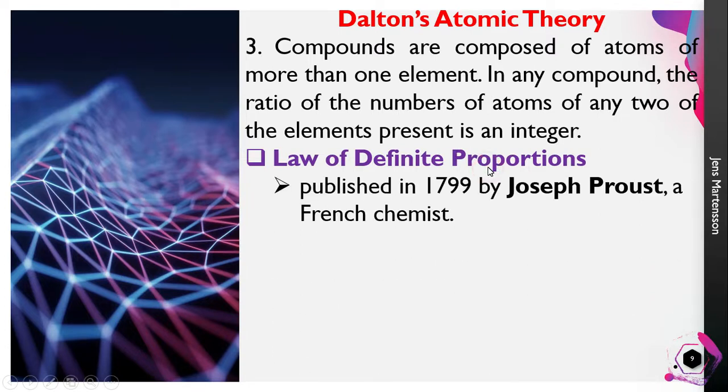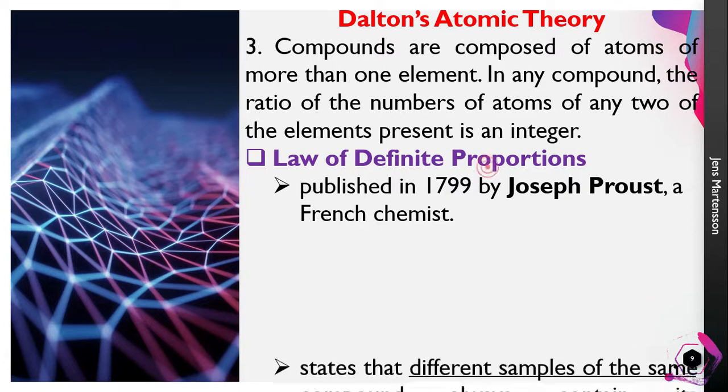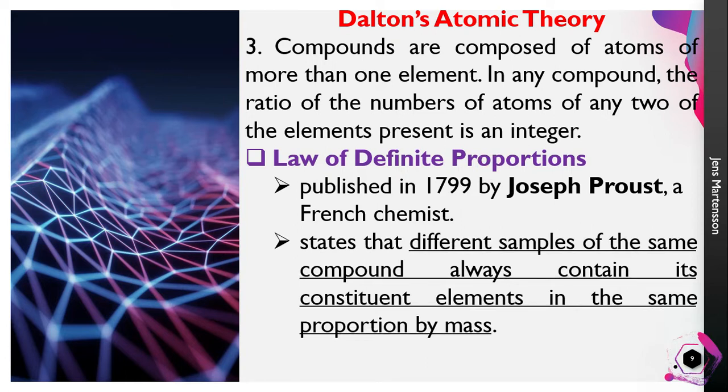What is the law of definite proportion? It was published by Joseph Proust, a French chemist. According to this law, different samples of the same compound always contain its constituent elements in the same proportion by mass.